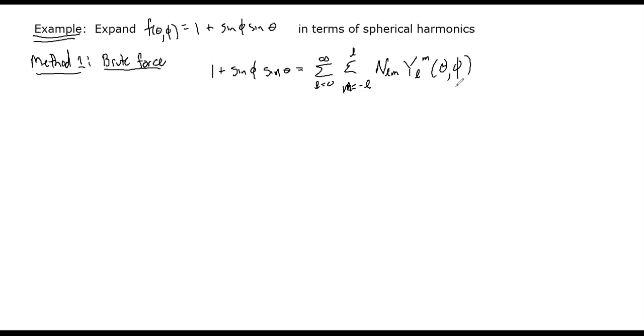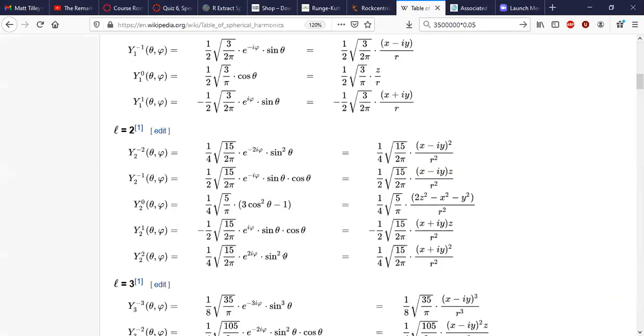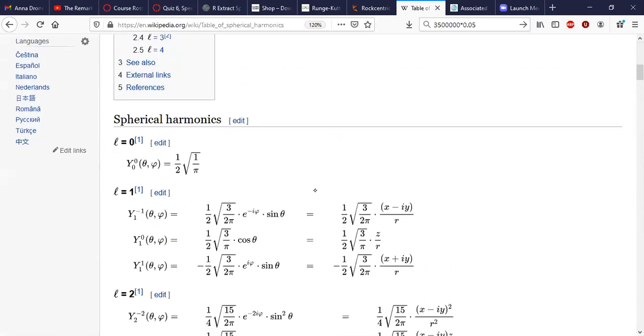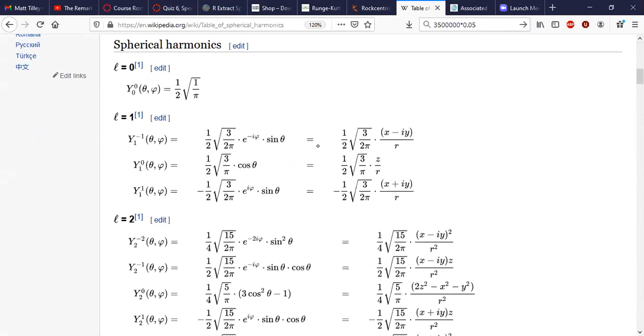The issue here is that when I look at the table of spherical harmonics, they all look different, right? Okay, getting towards the nicer way of doing this, I want you to stare at the table of spherical harmonics and notice some trends about the m's and the l's. So the L equals 0 is essentially just a constant.